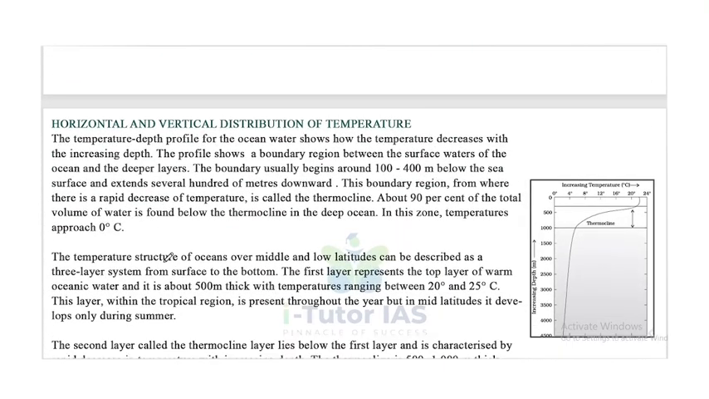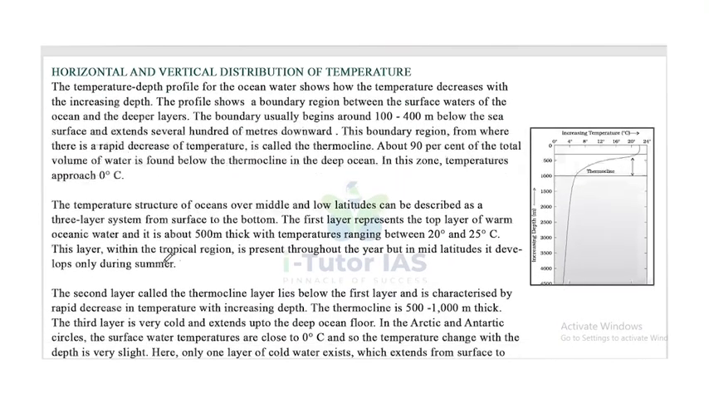Now, horizontal and vertical distribution of temperature. The temperature depth profile for the ocean water shows how the temperature decreases with increasing depth. The profile shows a boundary region between the surface water of the ocean and the deeper layers. The boundary usually begins around 100 to 400 meters below the sea surface and extends several hundreds of meters downward. The boundary region from where there is a rapid decrease of temperature is called thermocline.